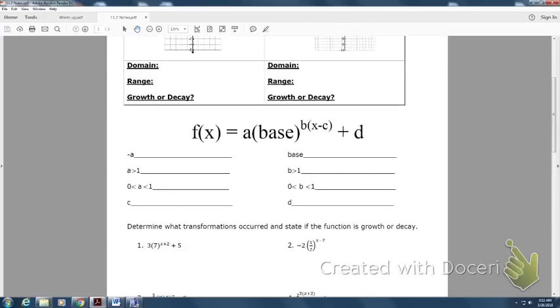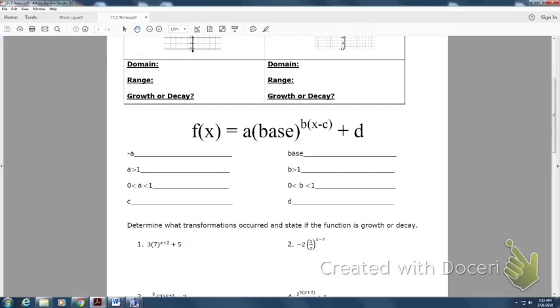So let's go through these hopefully pretty quickly. If the a value is negative, what's that going to do? Reflect over what? Reflect over the x-axis. If a is greater than 1, what is that going to do? Vertically stretch. Neve, if a is between 0 and 1, what's it going to do?